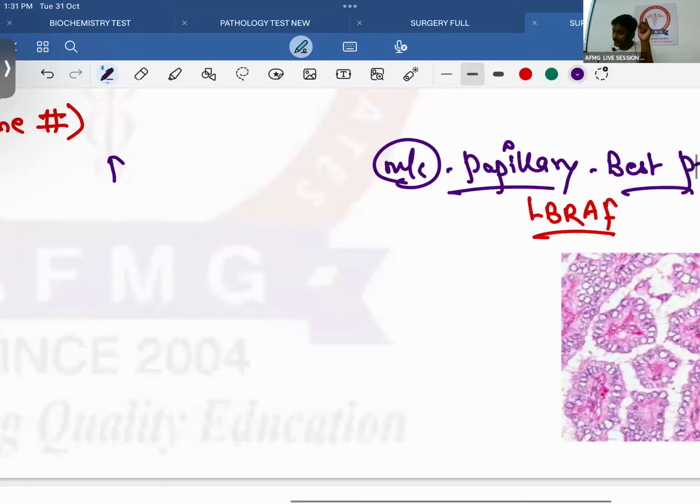Second is a long-standing thyroglossal cyst, shabash. What is the risk factor for follicular thyroid cancer? Just a minute. Very good. It is a multinodular goiter.